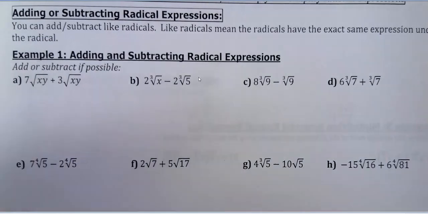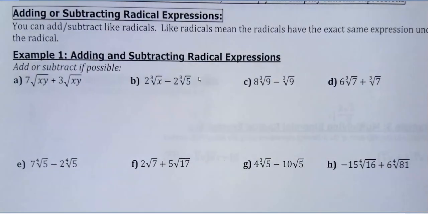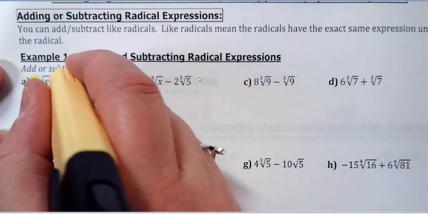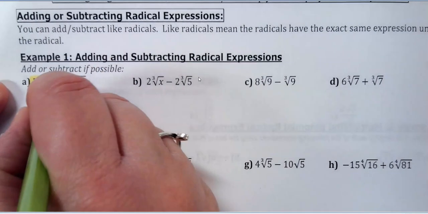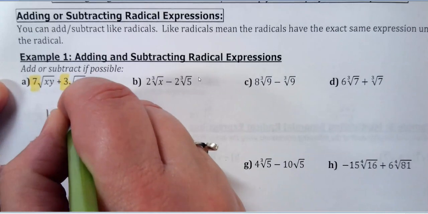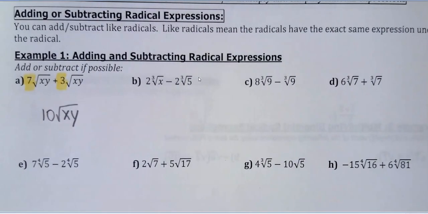So for my first question here, I have 7, and then under the square root I have x times y. And then to that, I'm adding 3 times exactly the same thing, square root of x times y. You don't change what's under the radical, you just add the two numbers, or if it was a subtraction question, subtract the two numbers in front of the square root. So 7 and 3 would be 10, and whatever's under the radical stays exactly the same. So 7 square roots of xy plus 3 square roots of xy, so 10 total.